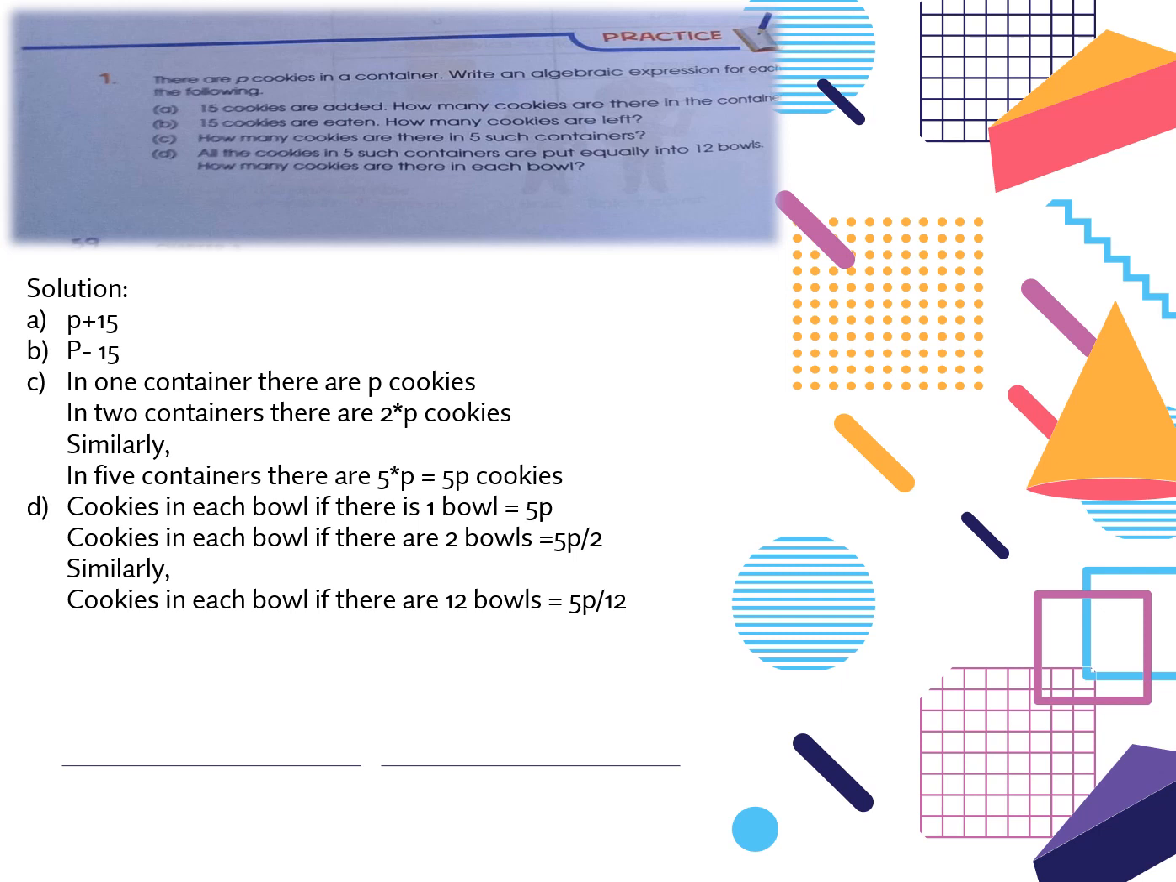Now we know how many cookies are in 5 containers. Let's say if there are 2 bowls, then we are going to divide 5P by 2, and as we know that in each bowl there are 5P cookies divided equally. So in 12 bowls, we are simply going to divide 5P by 12. So cookies will be divided equally into 12 bowls.